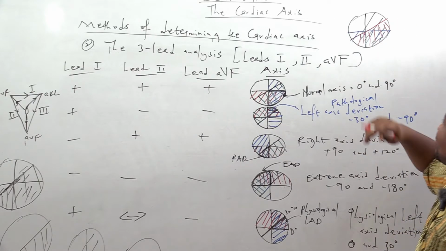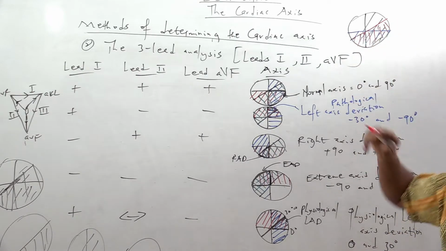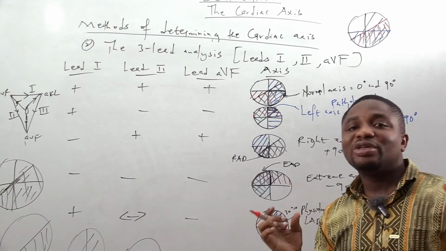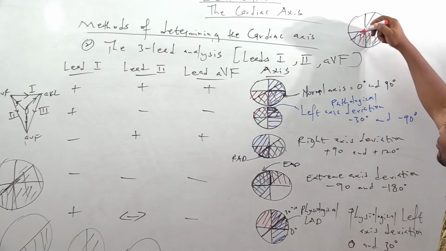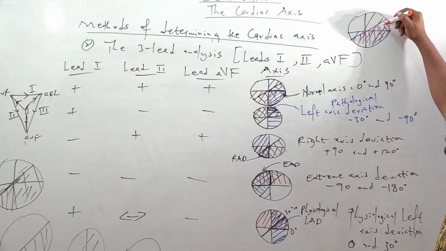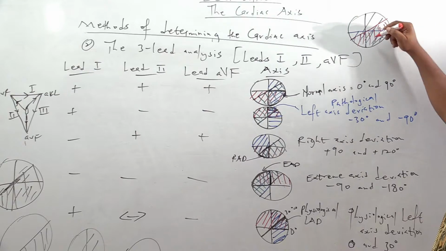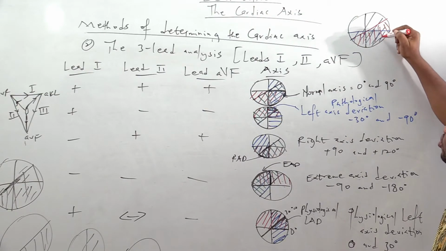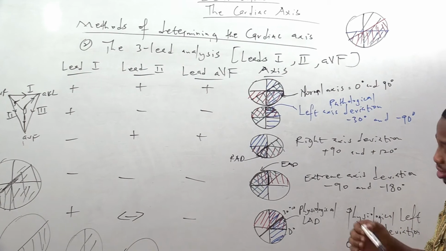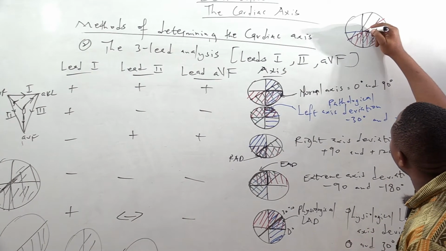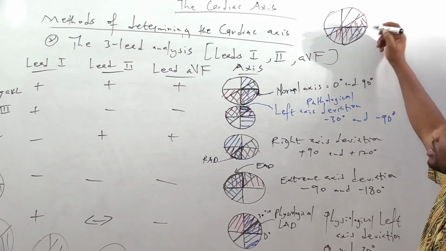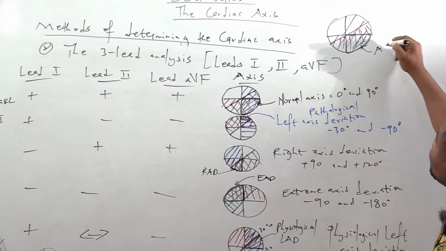Then you ask yourself, where in the circle do the 3 shadings match? If you look here, we have blue and red. If you look here, we have red and black. But if you look here, you have what? Red, blue, and black. So that becomes our zone. So we are going to have this zone being our axis of deviation.